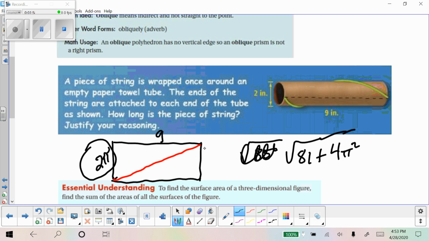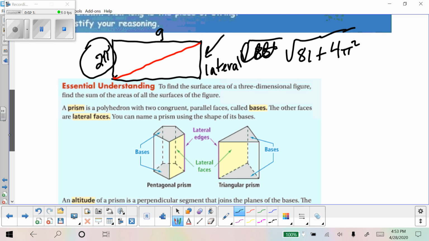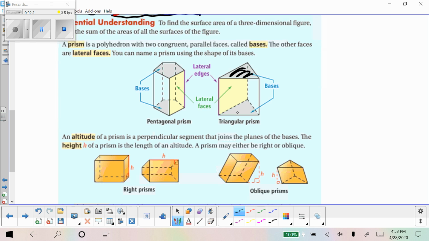Anyway, the important part of all this is that this shape, this rectangle, is known as the lateral area, the lateral surface of a prism or a cylinder. And we're going to use that when we find the surface area. That'll be part of the surface area. The other part of the surface area are the bases. And the two bases are always the same when you have a prism or a cylinder. That's how you can tell which part is the base. Even if they're sitting on the side, these are still the bases because they're equal shapes.